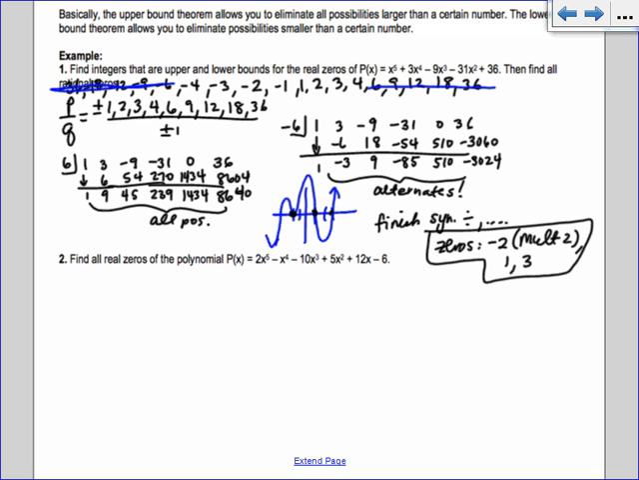But you see how it can be helpful, like useful to know the upper and lower bound theorem. Because if you actually know that theorem, you can get rid of a whole bunch of choices. You're not spending hours and hours and hours doing this.